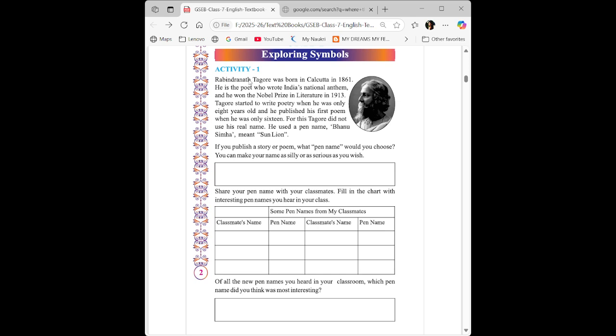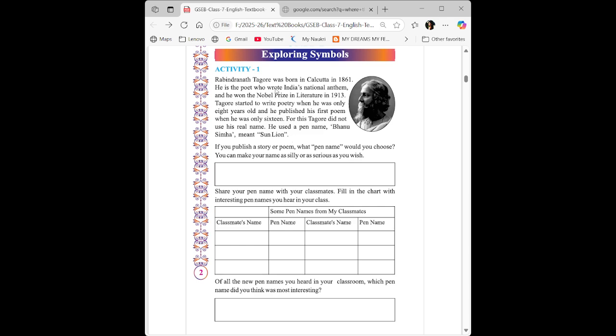Activity 1. Rabindranath Tagore was born in Calcutta in 1861. He is the poet who wrote India's national anthem, and he won the Nobel Prize in Literature in 1913. Tagore started to write poetry when he was only 8 years old, and he published his first poem when he was only 16. For this, Tagore did not use his real name. He used a pen name, Bhanu Simha, meaning sun lion.